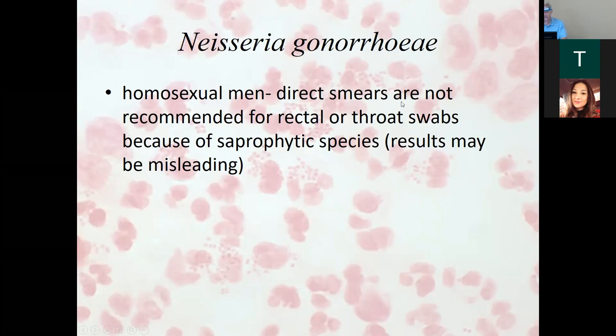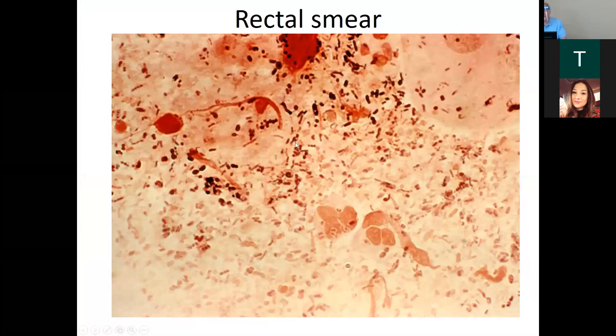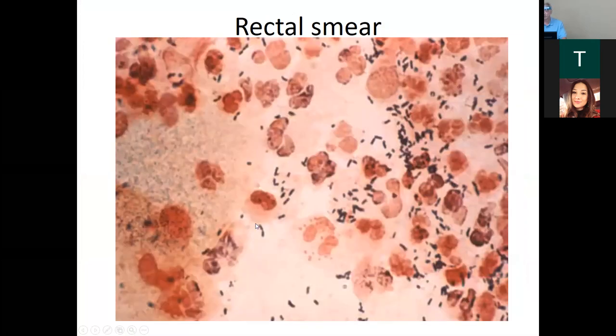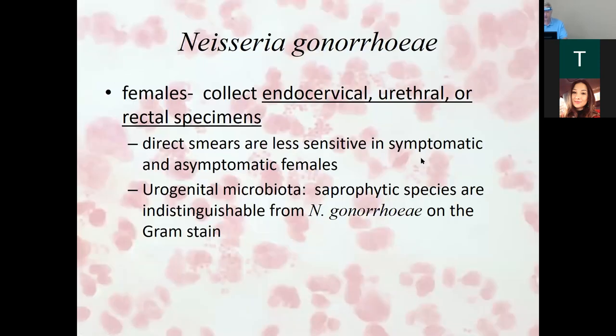In homosexual men, direct smears are not recommended for rectal and throat swabs, because of saprophytic species, results may be misleading. Here's a rectal smear. I don't think I've ever done a rectal smear looking for any Neisseria, but you never know. And this has got a different look to it, right? Is this the diplo here? Being phagocytized, so there's other bacteria. That's why I would never do a rectal smear. You would have a ton of other bacteria.